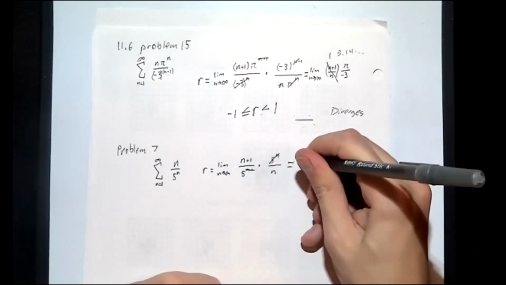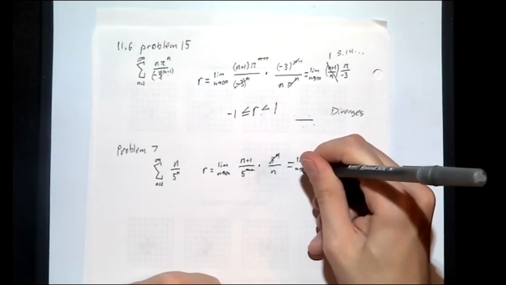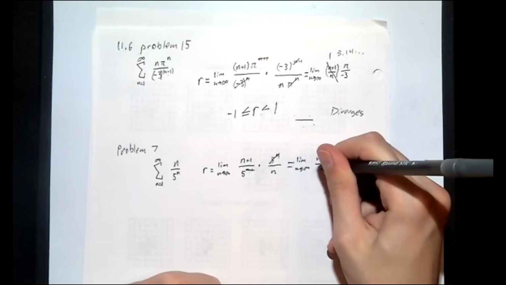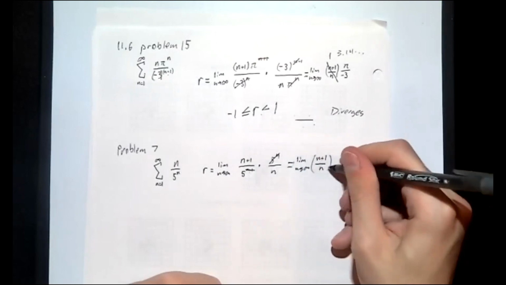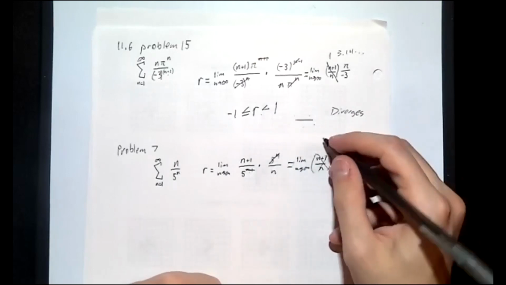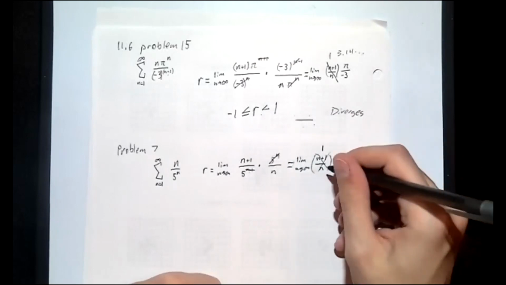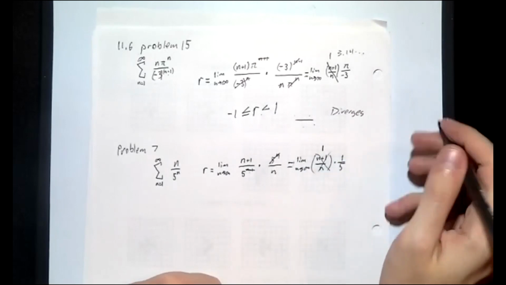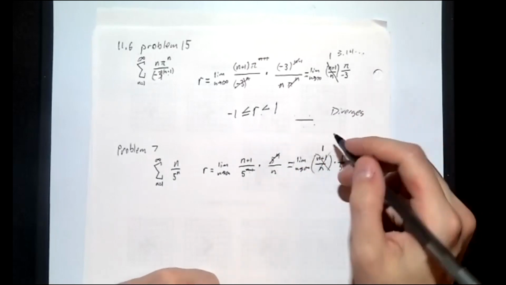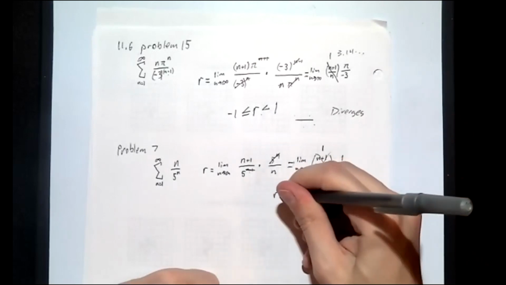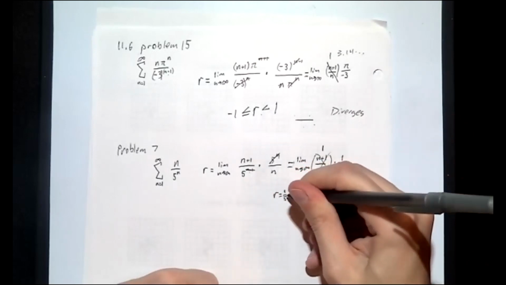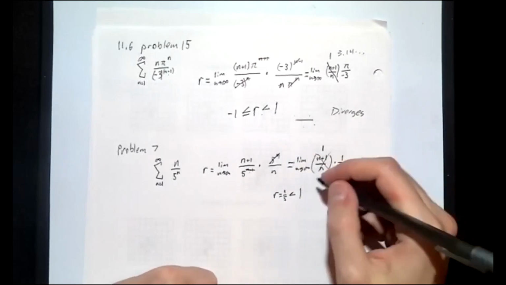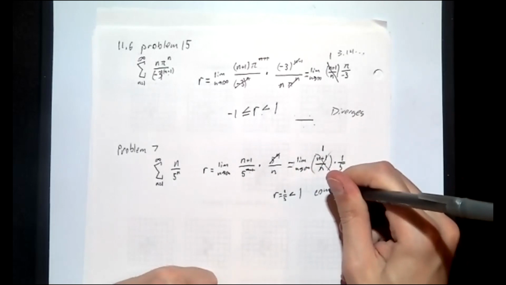And then we have this is equal to limit n approaches infinity of n plus 1 over n. This cancels to be 1 as n approaches infinity. And then we just have times 1 over 5. And so since we have 1/5, so r equals 1/5, which is less than 1. And since it's less than 1, we know that this converges.